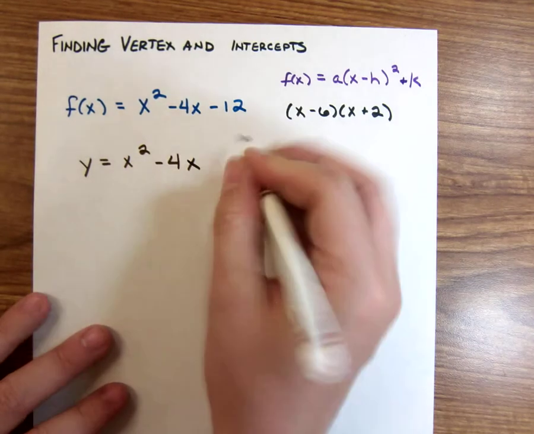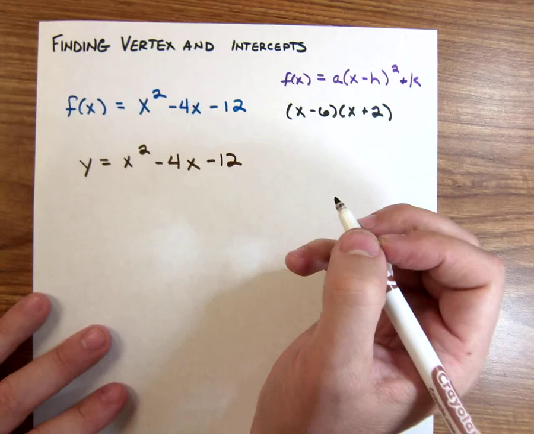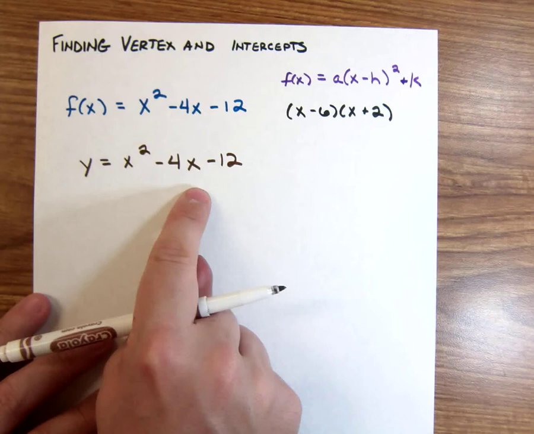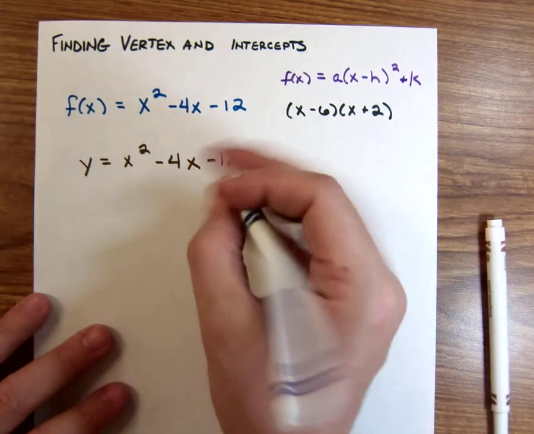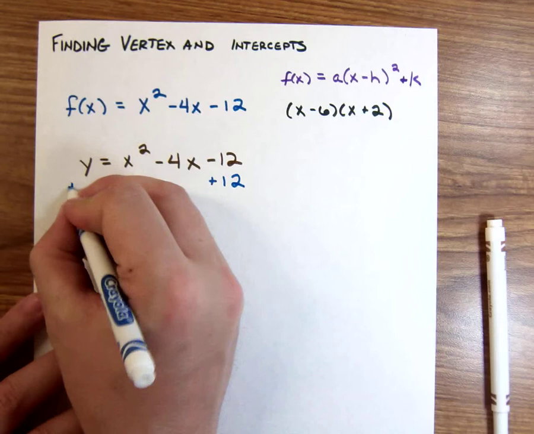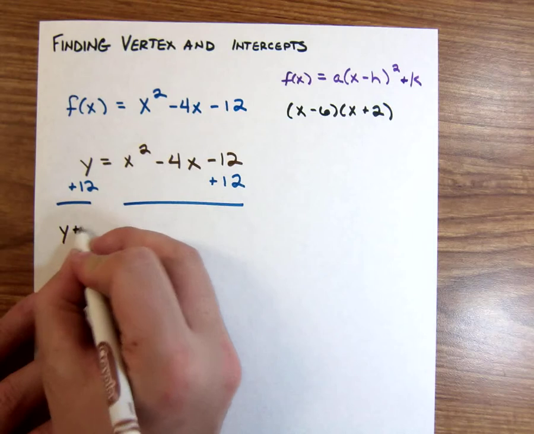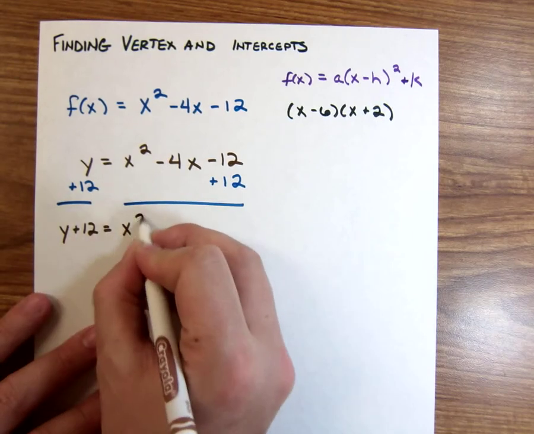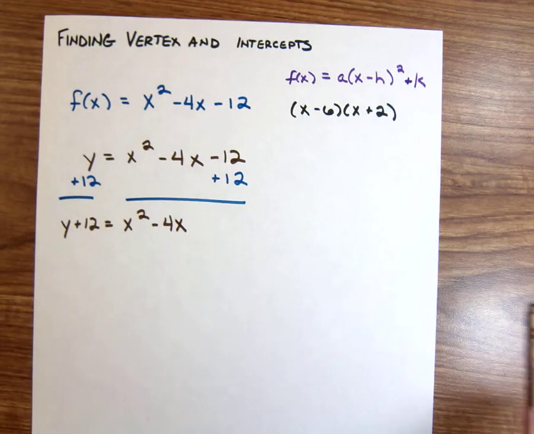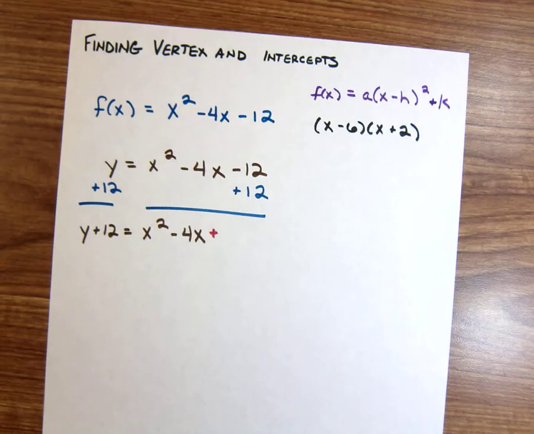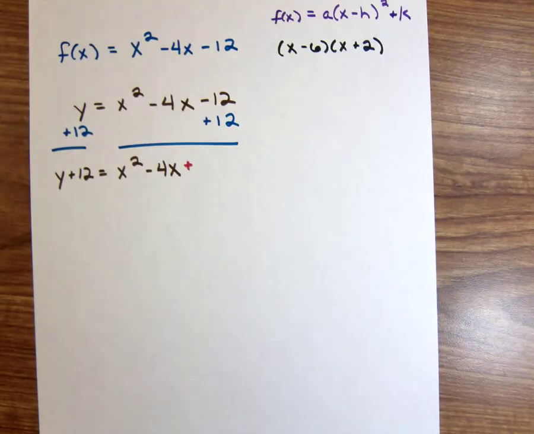I'll refresh your memory on completing the square. The first thing you've got to do is get the x's on one side and the numbers on the other. So the first thing we do is move this 12 over onto the other side. So we get y plus 12 equals x squared minus 4x. Okay, so here's the thing. I want to add or subtract some number on the end here so that when I factor the right side, it is a perfect square.